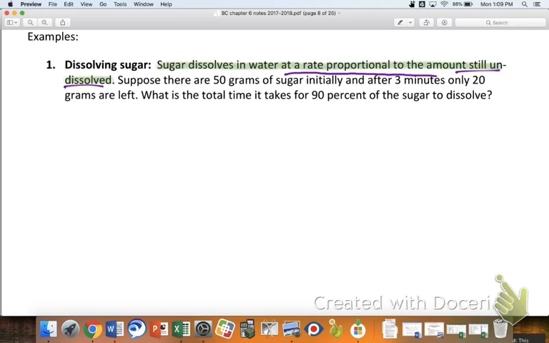Does that make sense? This is actually spelling out a differential equation. You see the word rate. I'm going to use S to stand for the amount of sugar. I would say this differential equation would be dS/dt equals k times S. From a differential equation perspective, dS/dt is the rate of change of the amount of sugar that's still floating around in there versus the amount that's dissolved. And that is proportional to the amount of sugar still floating around in there. So when there's more sugar, the rate is going to be different than when there's less sugar still undissolved.